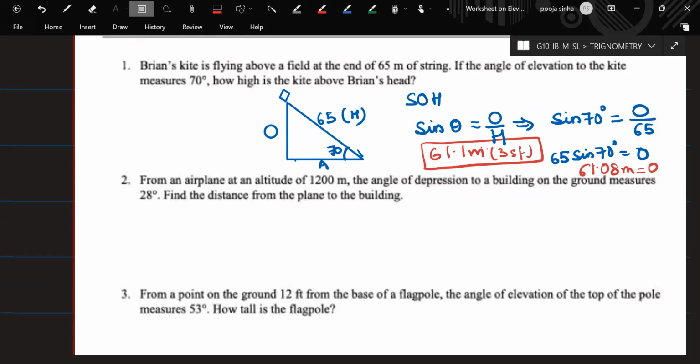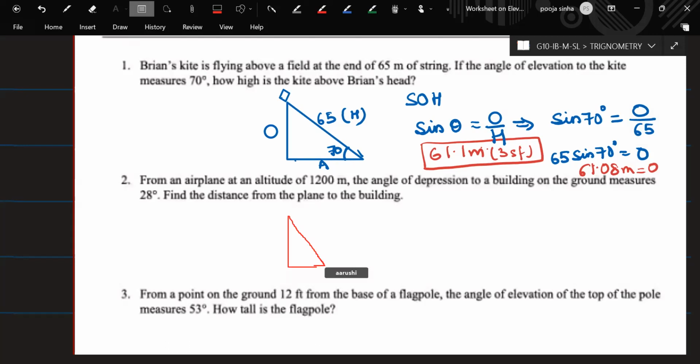Before you actually solve it, Arushi, I want you to draw and annotate on my screen. How will you make the figure? Okay, now I'm not sure about depression. That's okay. You draw whatever you know. So the building on the ground measures. So do I draw a right angle triangle first? Yes, always.